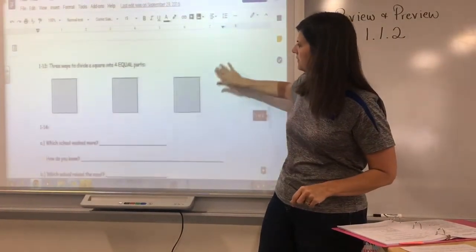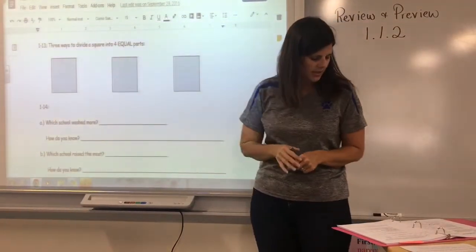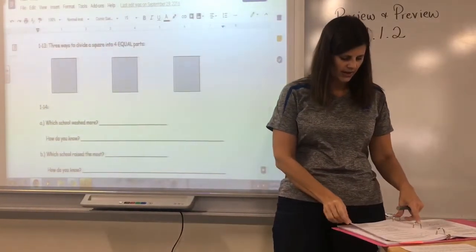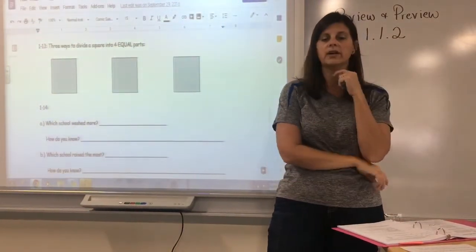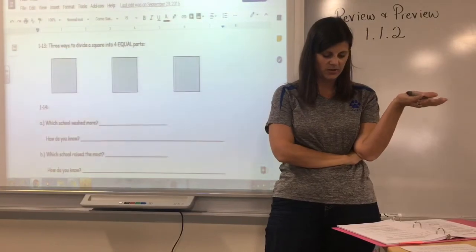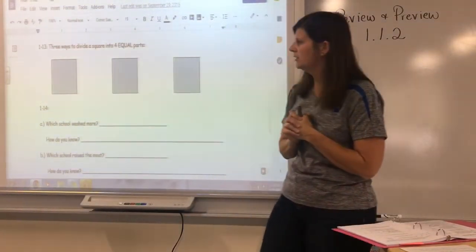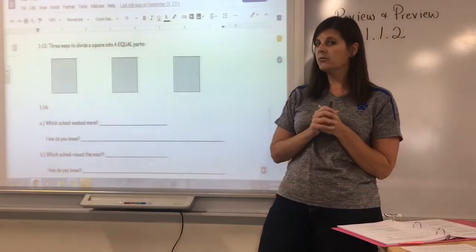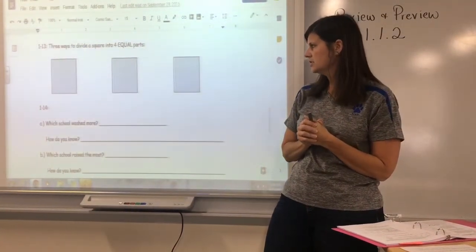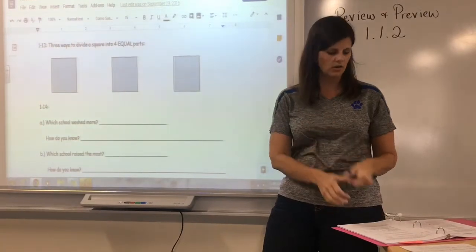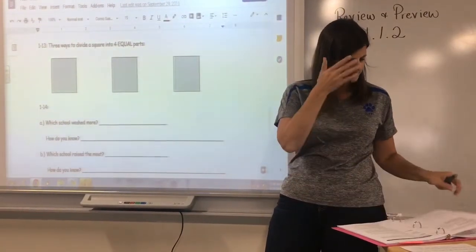Question 13. Question 13 is asking you to divide a square into 4 equal parts. It says show at least 3 ways to do that. So I've got 3 squares for you here on your answer sheet. Even though there are more than 3 possible correct answers, you've only got to show me 3 there on question 13.